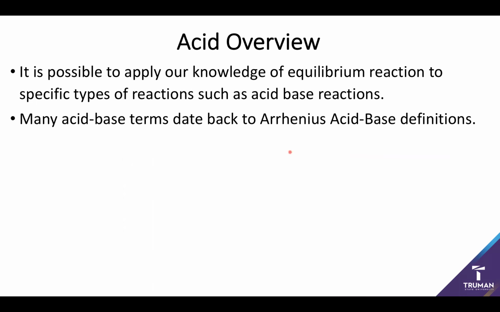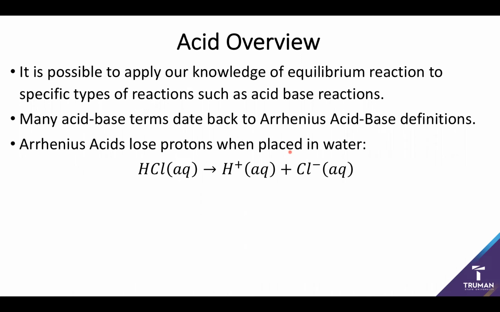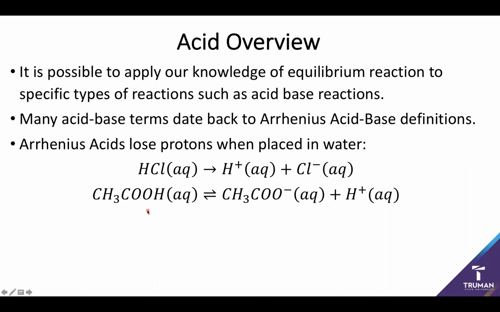The first of which is the Arrhenius definition. A lot of our acid-base terms actually date back to this definition, even if it is a little bit dated. According to the Arrhenius definition, an acid is going to lose its protons when placed in water. So in this case, an acid acts a lot like an electrolyte. It can be a strong electrolyte like HCl and completely break apart into protons and chloride, or it can be a weak electrolyte like acetic acid, also known as vinegar, and break up into acetate and protons. But again, it will proceed some this direction and some back. So we'll establish an equilibrium as opposed to a more complete reaction with a strong acid.